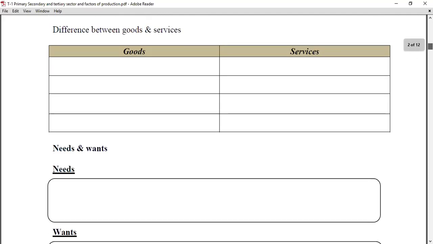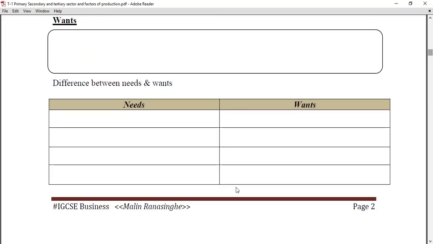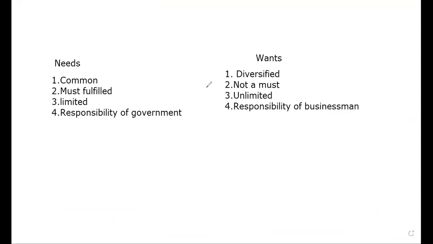And we always talk about needs and wants. Needs are the important, the main things that must be fulfilled for human survival. And we talked about wants. Wants are the desires beyond needs, and consumers are likely to have different things. And also we talked about examples of the difference between needs and wants. Needs are limited, wants are unlimited. Needs must be fulfilled, a want is not a must. Needs are common, wants are diversified. Needs are the responsibility of the government, but the satisfaction of wants is the responsibility of the businessman, right?